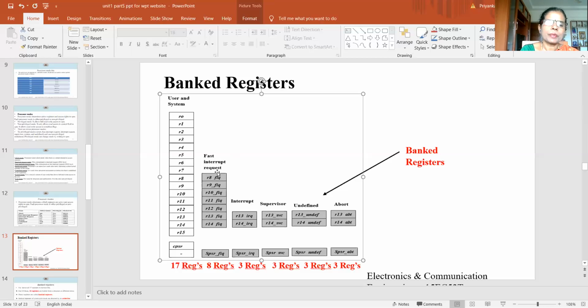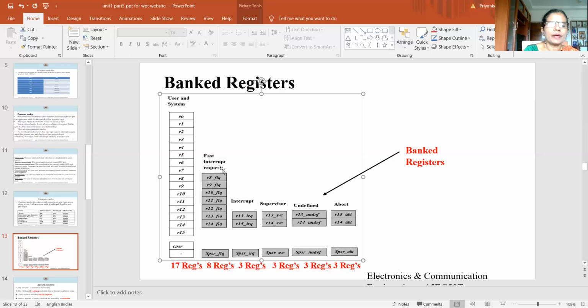Since it is fast interrupt request mode, the abbreviation is FIQ. So R8_FIQ, R9_FIQ, like that up to R14_FIQ. In this way we have to write. And in interrupt request mode, only two registers are used, R13 and R14, so the suffix is _IRQ. Supervisor mode, suffix is _SVC. Undefined, the suffix is _UNDEF. And abort mode, the suffix is _ABT. In this way, you have to write it.